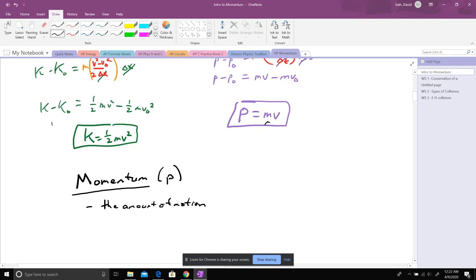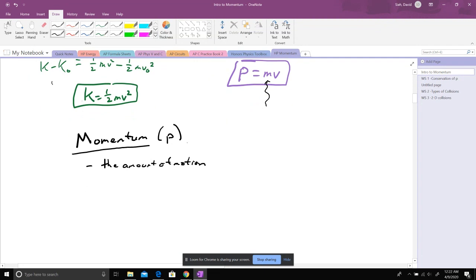In fact, it's in the momentum formula. It would be really confusing to have M as MV. So we're going to use a P. Still, of all the letters in the alphabet, why are we using P for momentum? That's because this P actually stands for the Latin verb pater, which is Latin for to move. And momentum is the amount of motion. And so it's from the Latin verb.